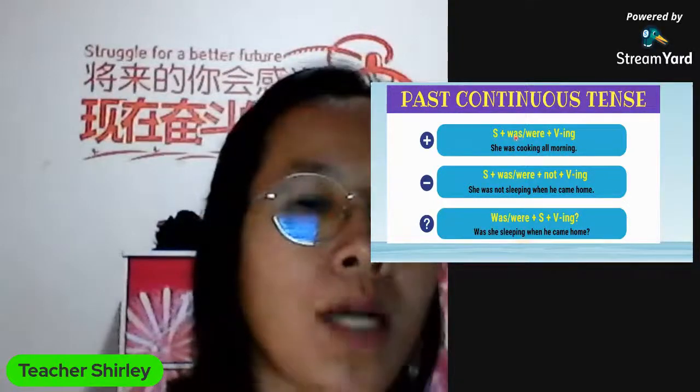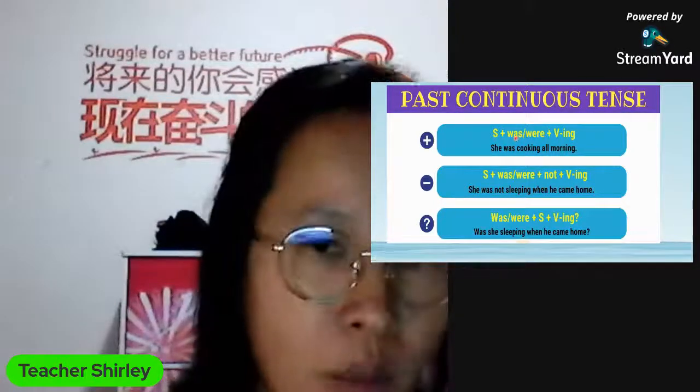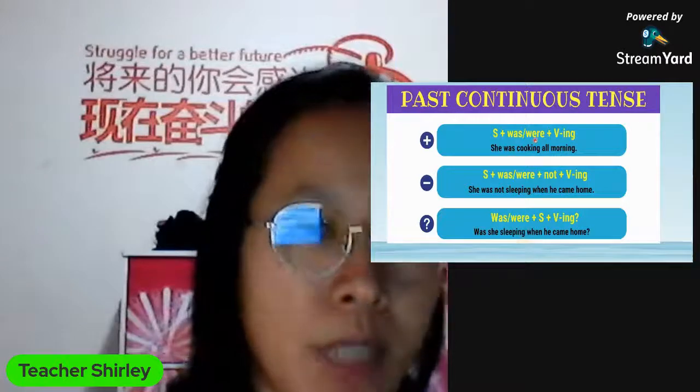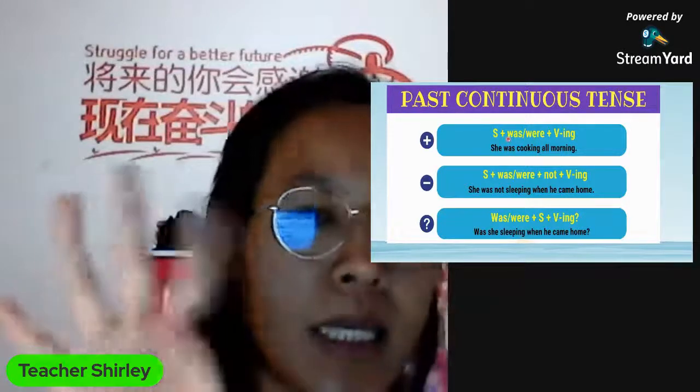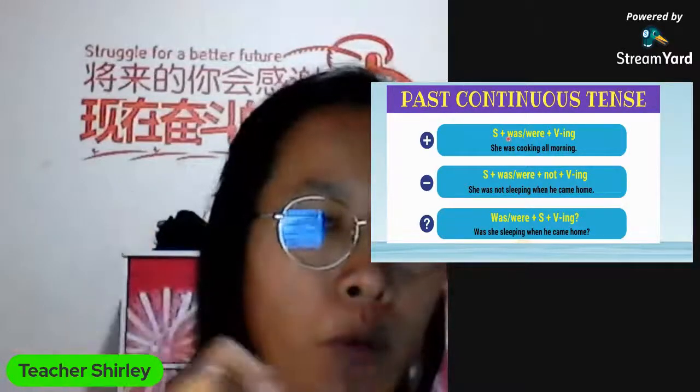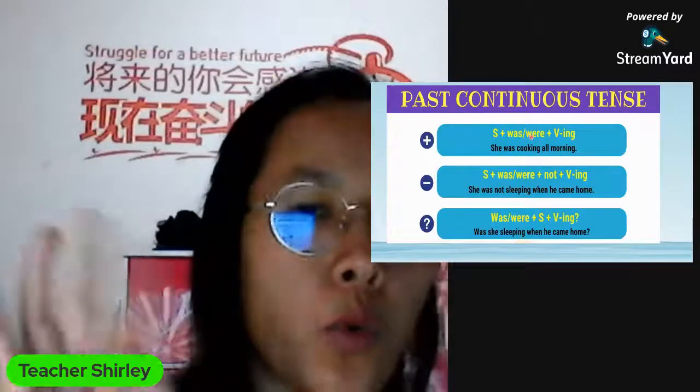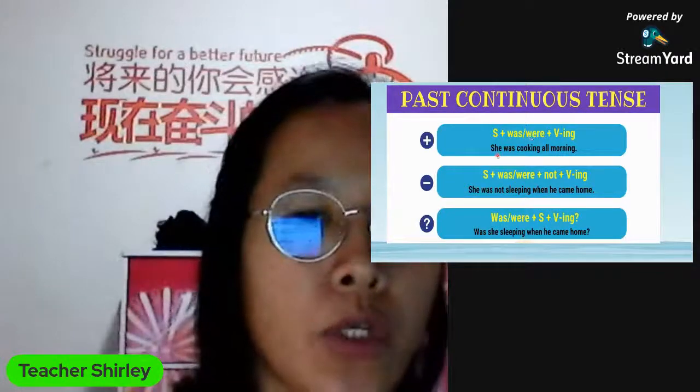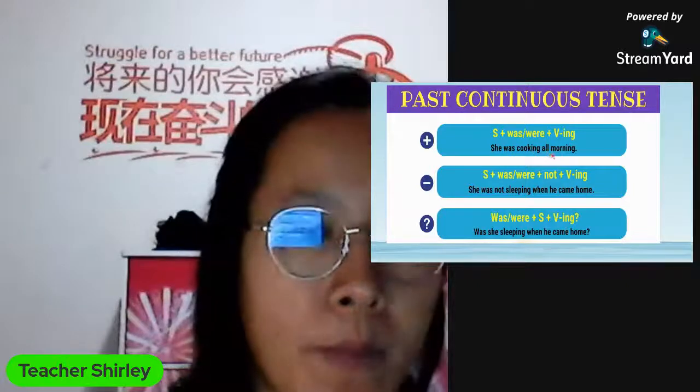Was. Okay, was is used by singular subjects. Were is used by plural subjects. Was, I was, he was, she was, it was. Were, you were, we were, they were. She was cooking all morning.